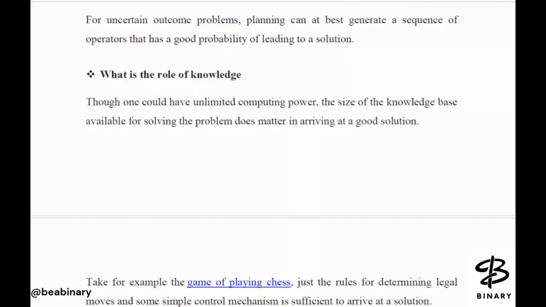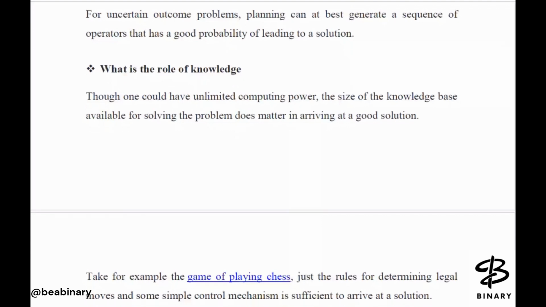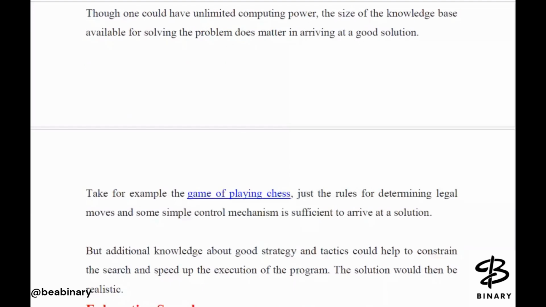How much knowledge there is, right? If you have never studied search strategies, then you don't have the knowledge to solve it, to opt for a particular search strategy for a particular problem, right?